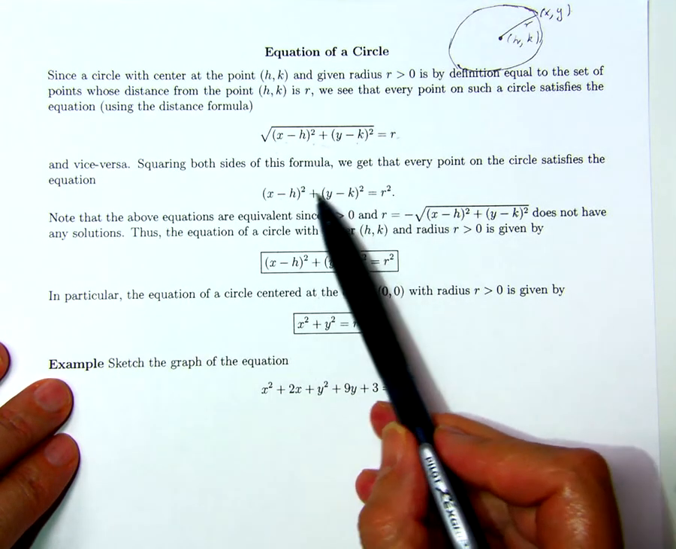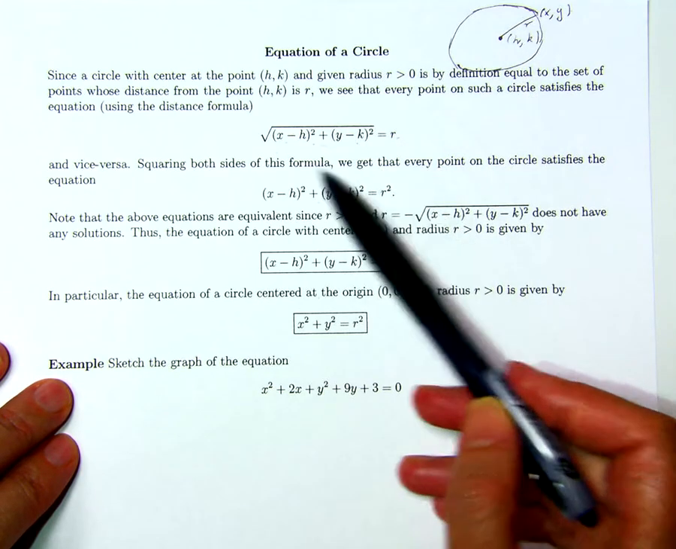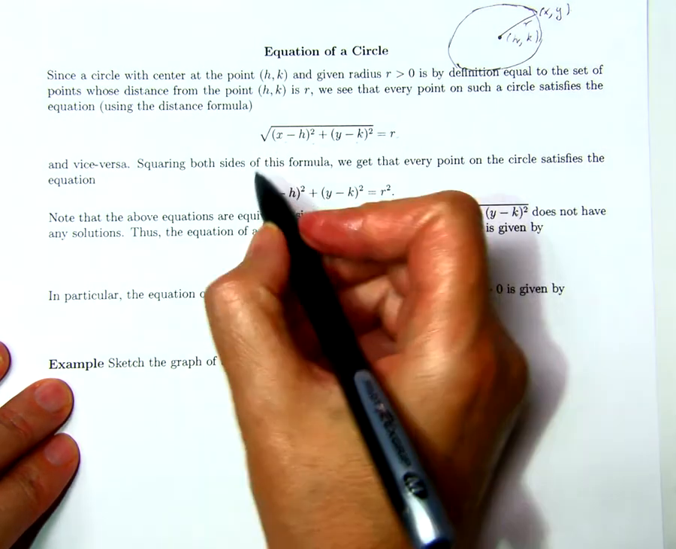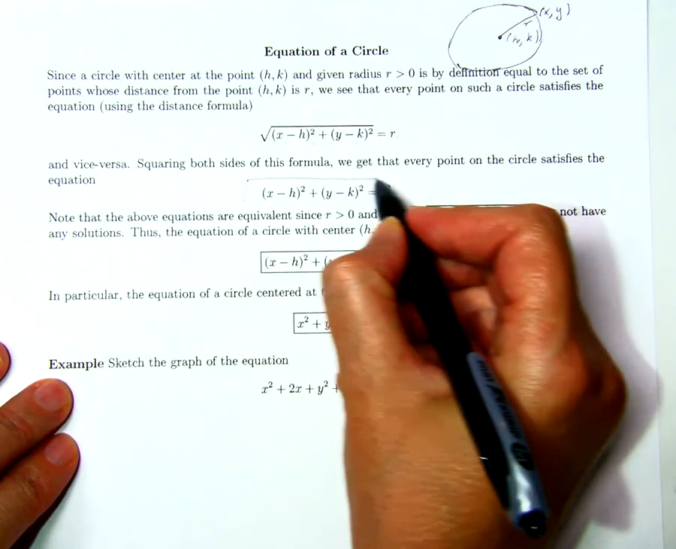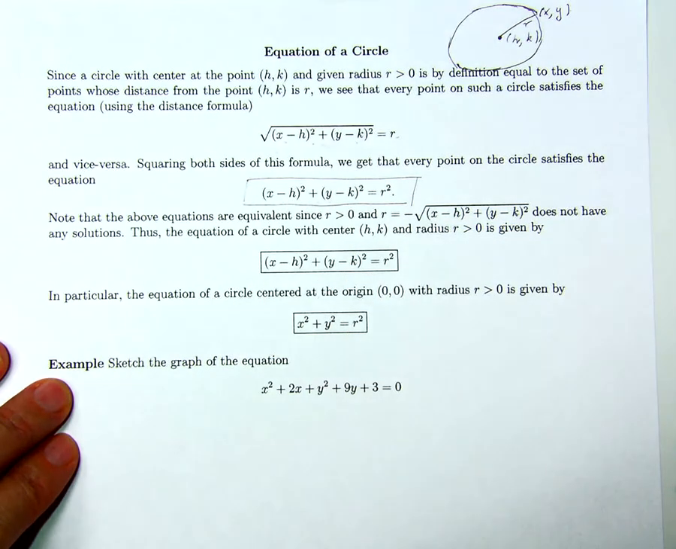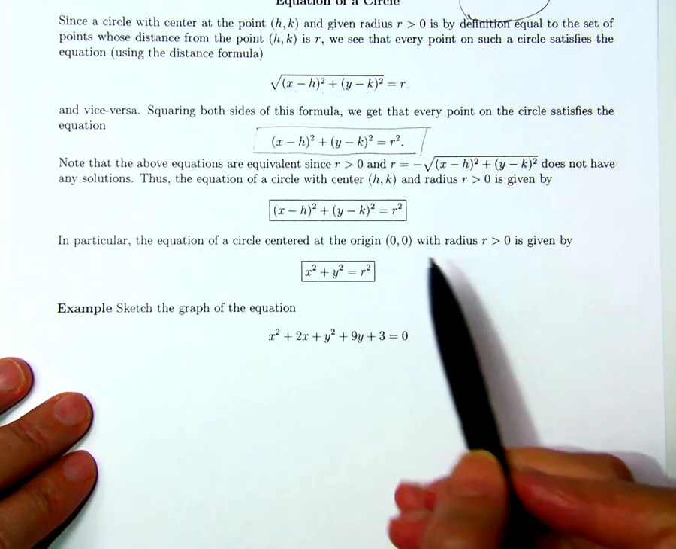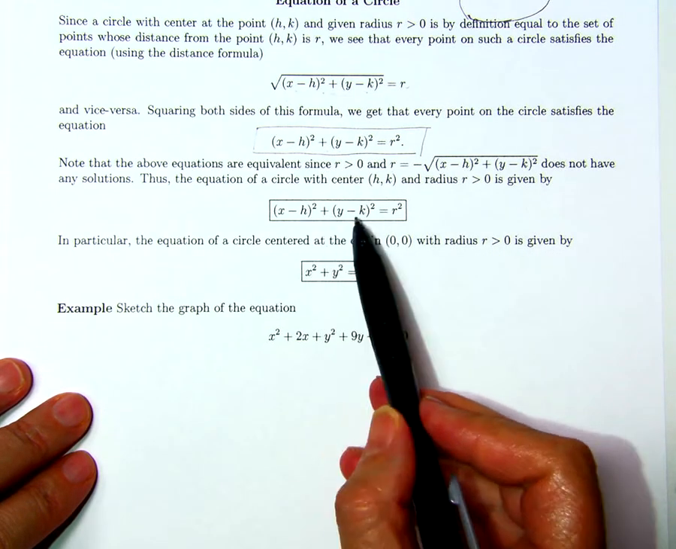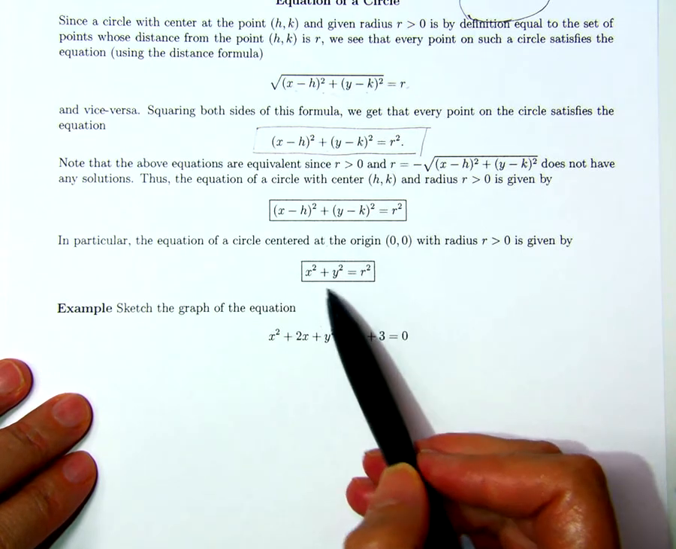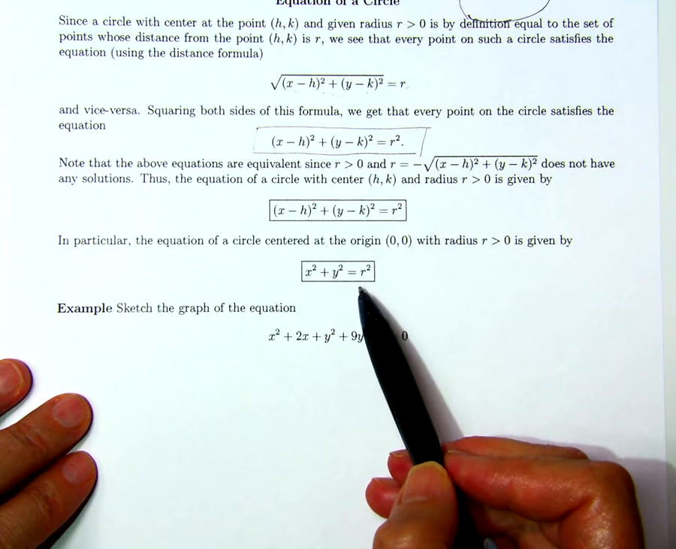So therefore, every point on this circle fits into this equation. And so this is the general equation of a circle with center (h, k) and radius r. In particular, if the center of the circle is at (0, 0), the equation looks like this: x squared plus y squared equals r squared.